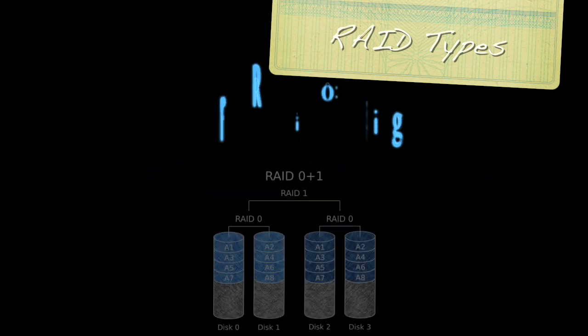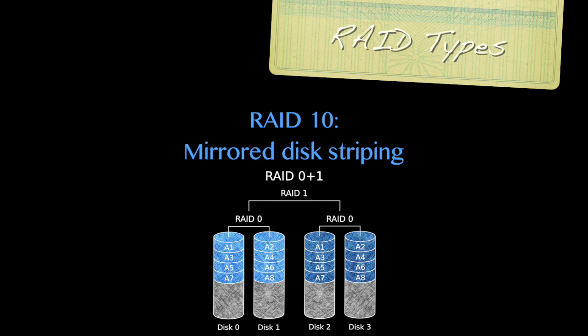And finally, RAID 10 is mirrored disk striping. RAID level 10 is also known as RAID 1+0 because it is disk striping while mirroring the data written in the stripe.